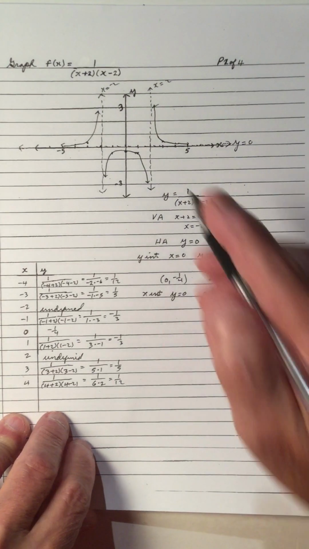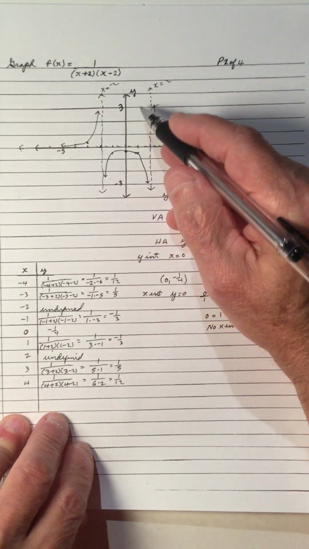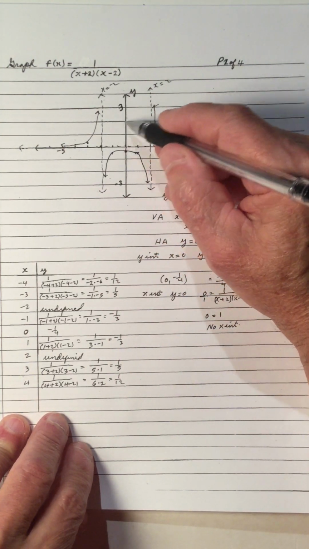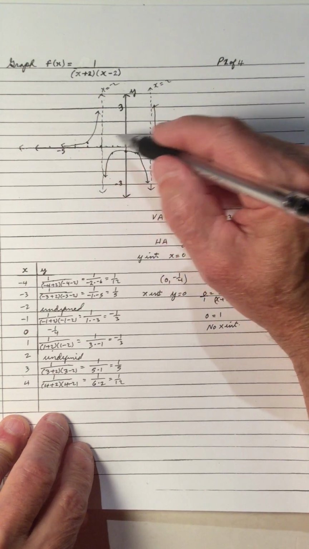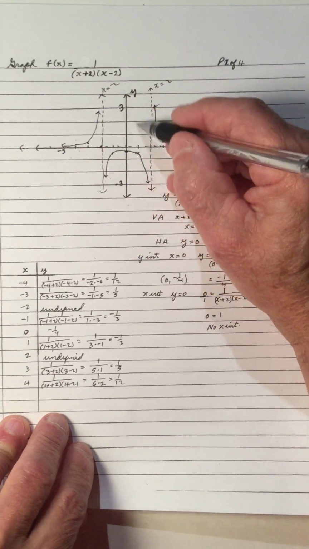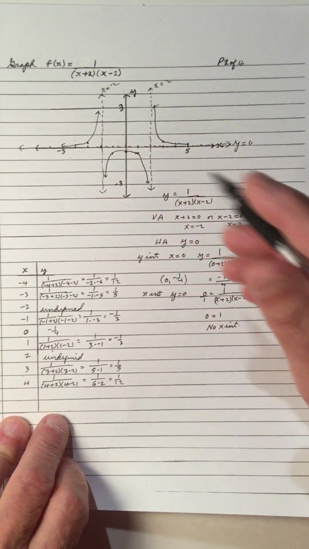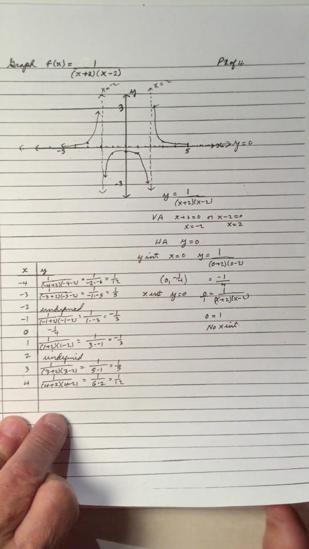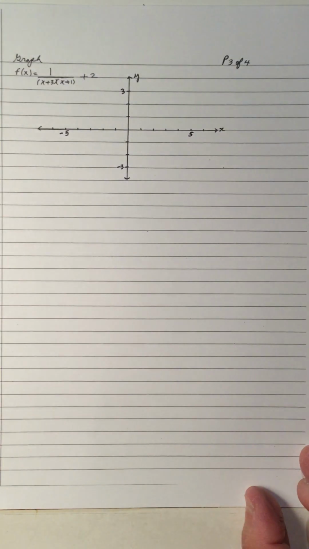So again, we have 2 vertical asymptotes, and the graph is on the outside of each of these, and there's a graph in the middle. In this case, it looks like a part of a parabola in the middle. Okay, let's look at this one.